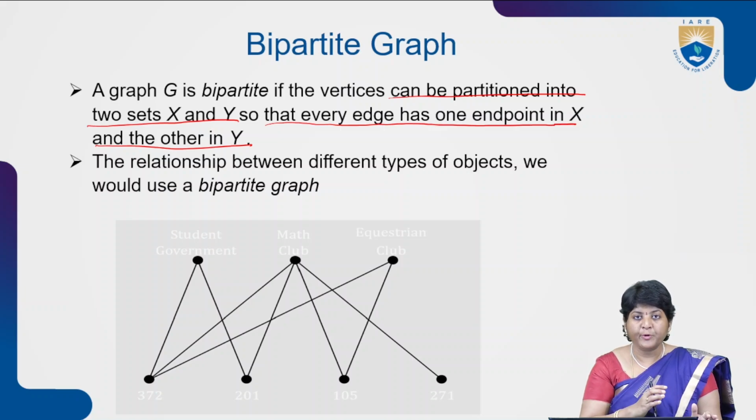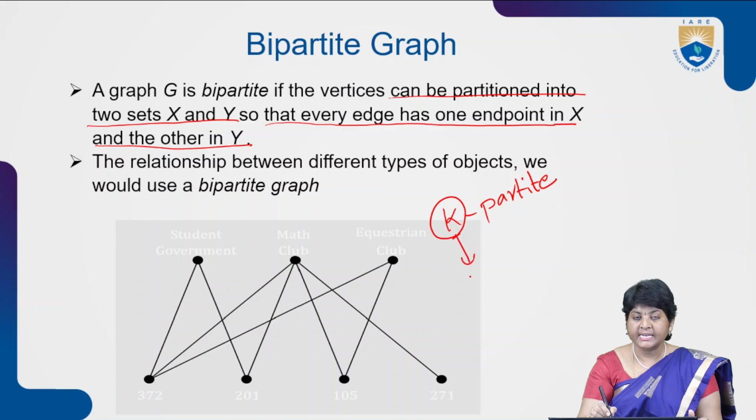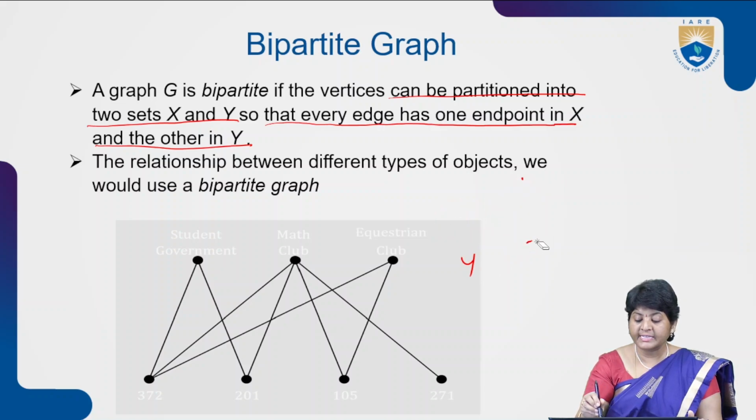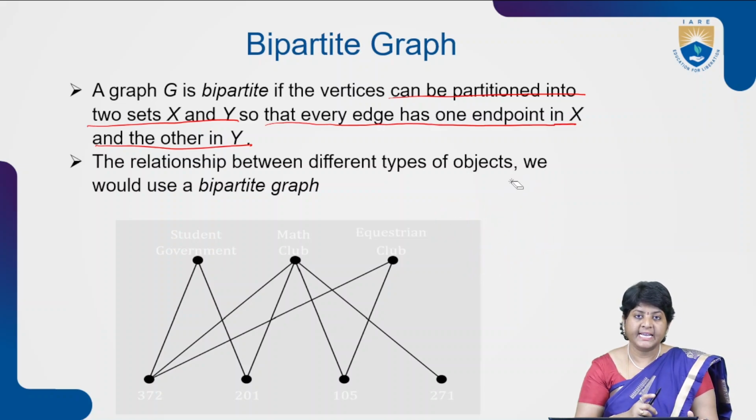If we have n number of vertices, if you are able to split into different sets, then it is said to be k-partite sets. K, number of sets. Based on the sets, we will represent as k-partite or bipartite. Fine. So now we will see how we will separate two sets, X and Y.